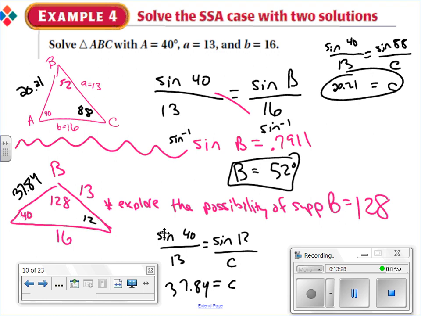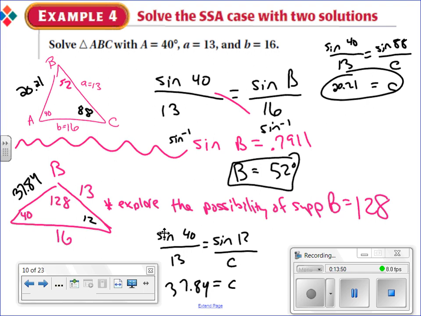I'm going to see if I matched everybody in the room. So people sitting on this half, did you get 88 for big angle C? Did you get 20.21 for little c? Sweet. People in that half of the room, did you get 12 for angle C? Yes. And then 37.84. Uh-oh. Oh no, I messed up. I went with 40 going with 13 and 12 going with C.